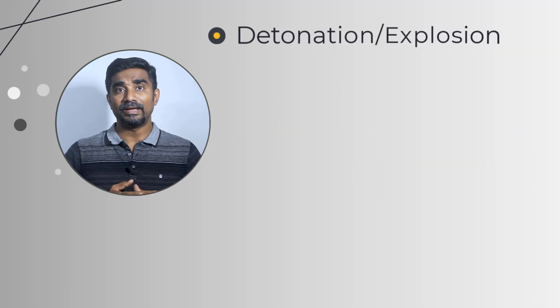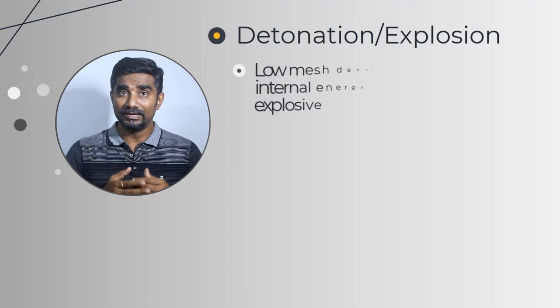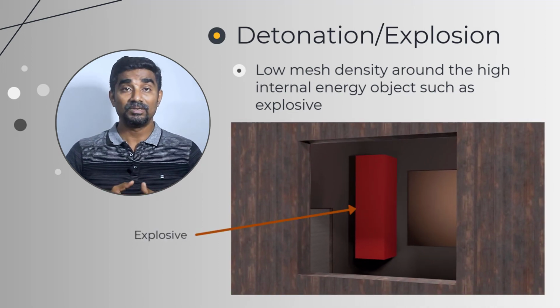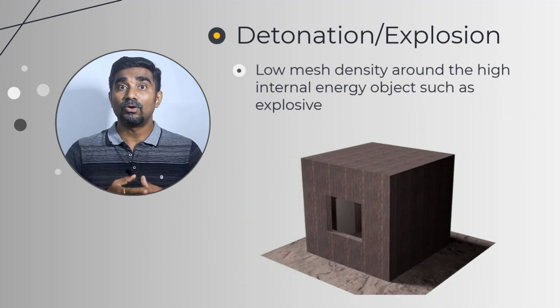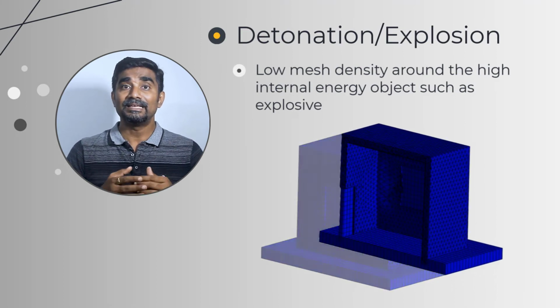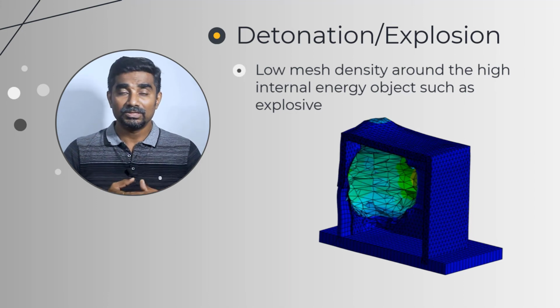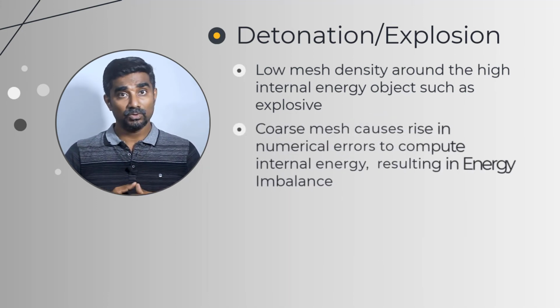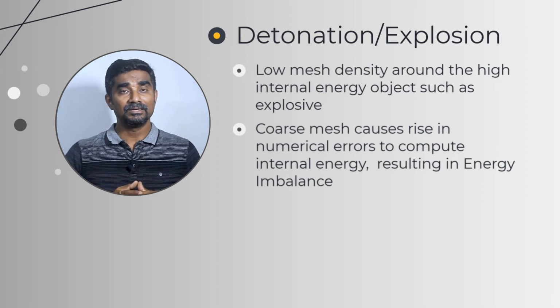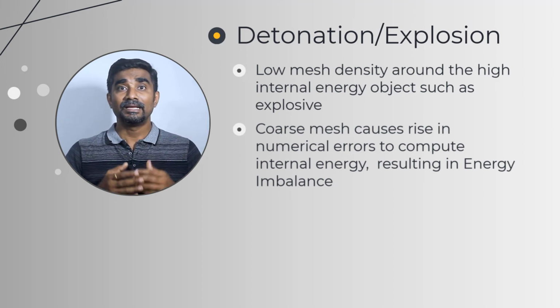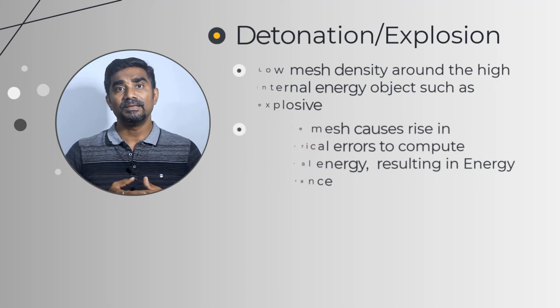One more source of energy imbalance can be observed during the detonation and expansion of energetic materials such as explosives. In the simulations involving Euler solvers, the cause can be a low mesh density that has been used for the area where high internal energy such as an explosive is present. When the mesh is coarse, the numerical error in calculating the total internal energy is increased during runtime. This could reduce the current energy and could cause an energy imbalance. The user could refine the coarse mesh to reduce the energy imbalance.